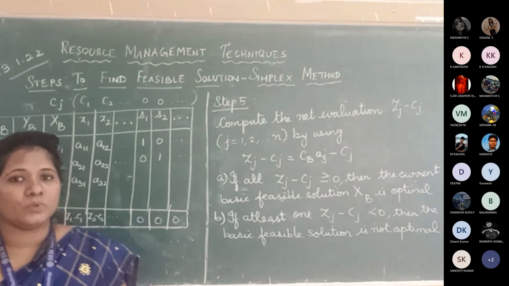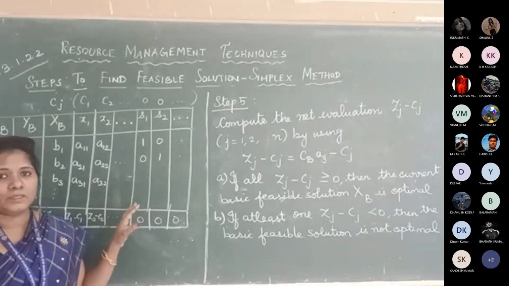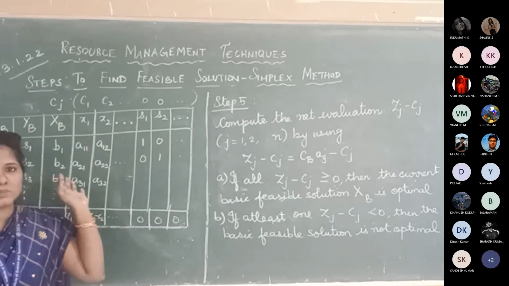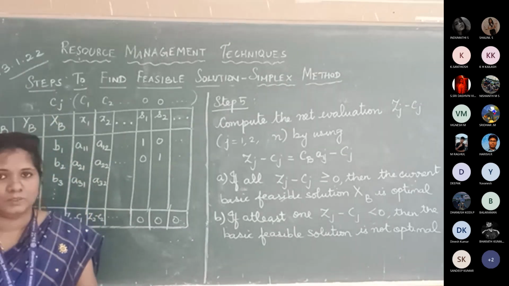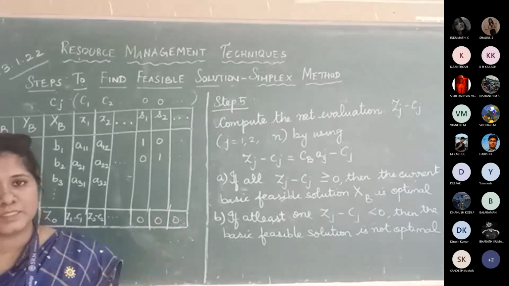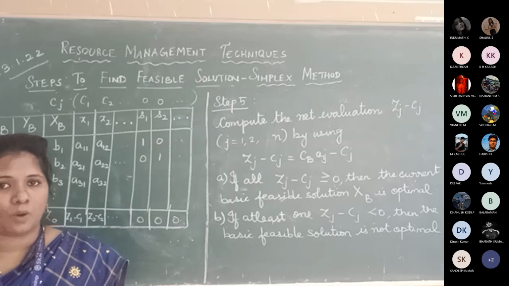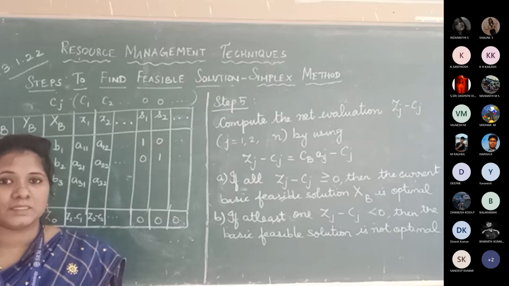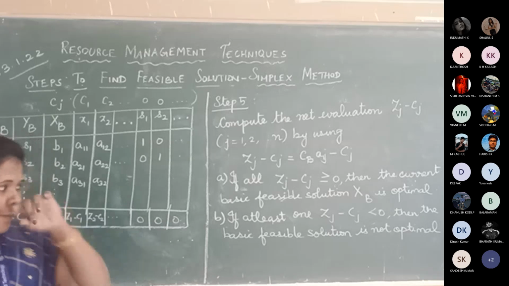Step 4, you will formulate this tabular column. Your tabular column you'll have to formulate and tell what is your CJ, what is your CB, YB, XB, and what is your ZJ minus CJ. You have to know that table. After that, you have to find out your ZJ minus CJ. In that, if it is greater than or equal to 0, you get your optimal solution. If it is not greater than 0, and if you're getting a negative value, then we go on to step 6.